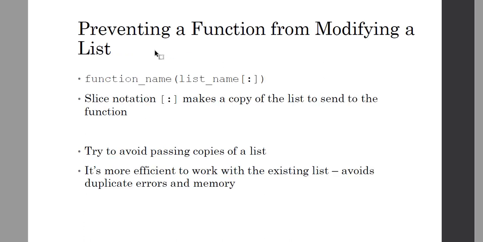Preventing a function from modifying a list. If we don't want it to modify the list, we can use this slice notation, which creates a copy of the list to send to the function. Now, caution: you want to try to avoid passing copies of a list. It's just like when you create copies of files, and then all of a sudden you think you're editing one and you're really not editing the correct one. In this case, it's kind of the same. It's more efficient to work with the existing list, and it avoids duplicate errors and memory.